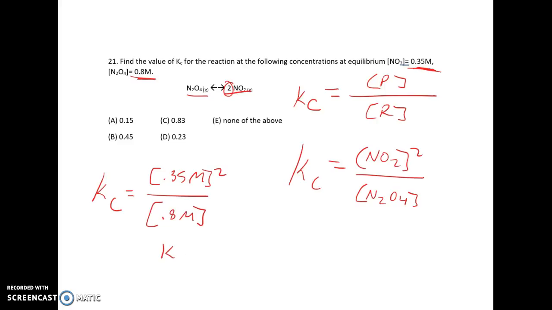And then we just plug that into our calculator, and it gives us about 0.153, and then the closest one that it gets to our answer is A, 0.15.